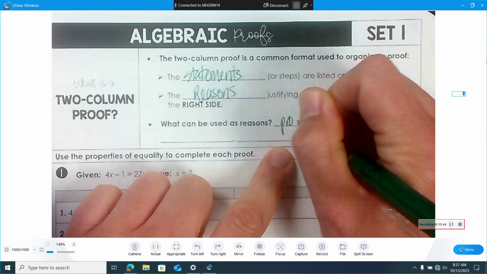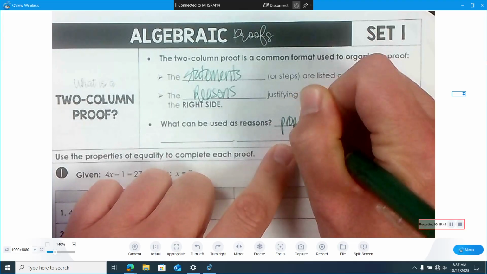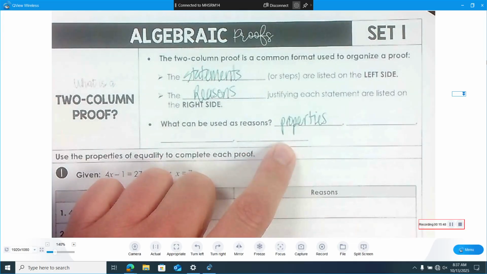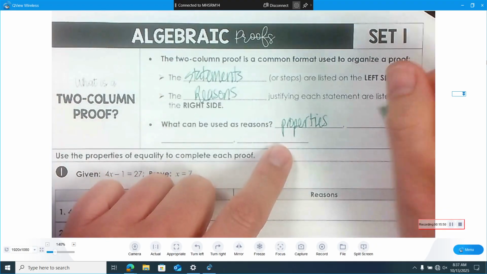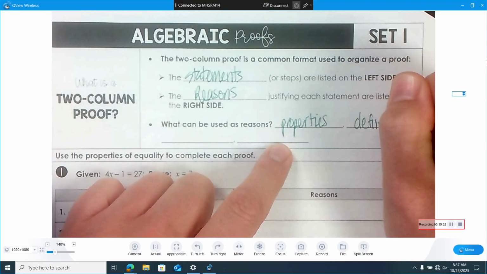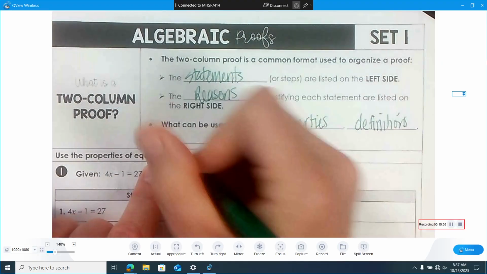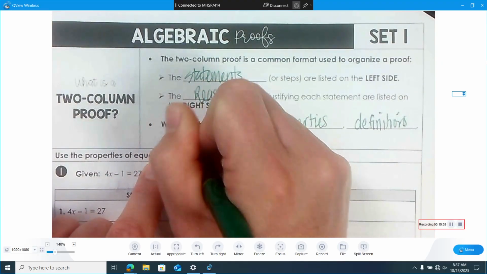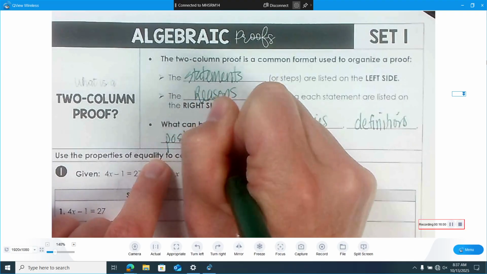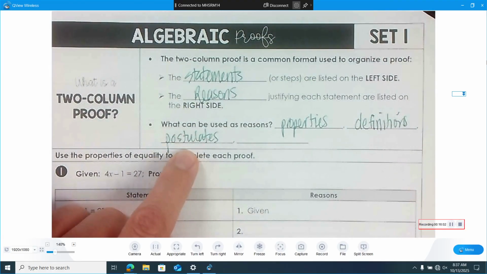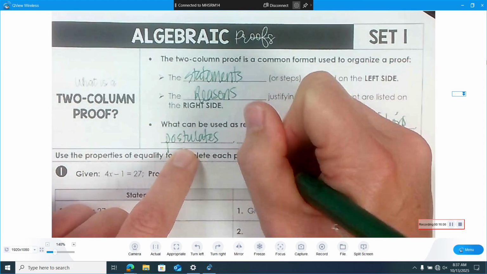Any of the properties we just talked about, the properties of equality, any definitions that we know, and postulates or theorems, like the segment addition postulate or the angle addition postulate, and we'll talk about all these things again, and any theorems.